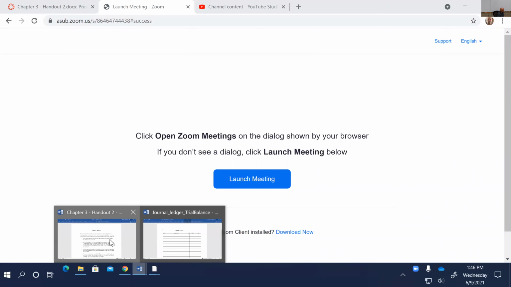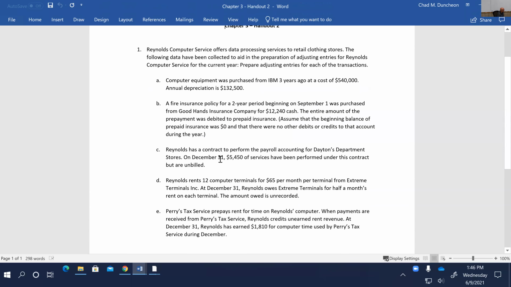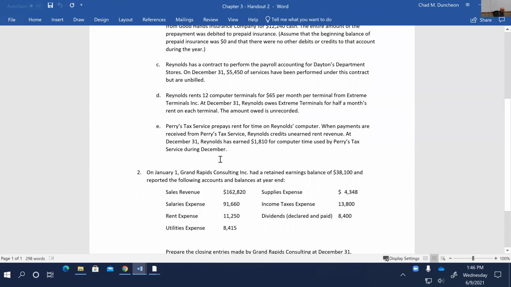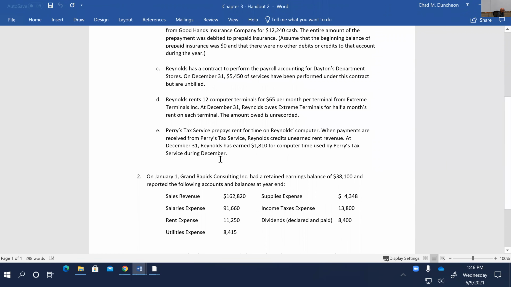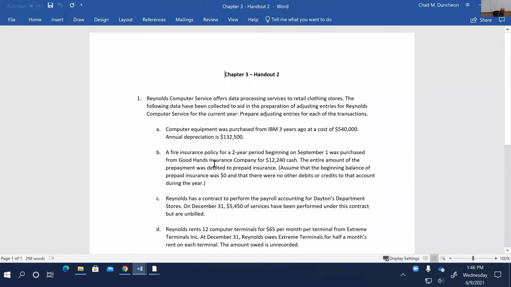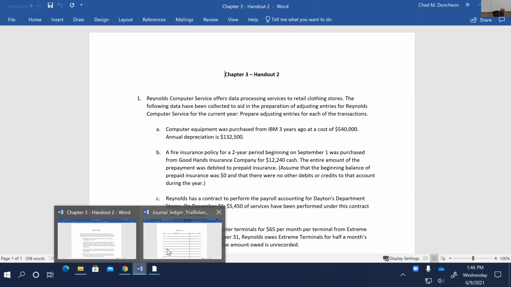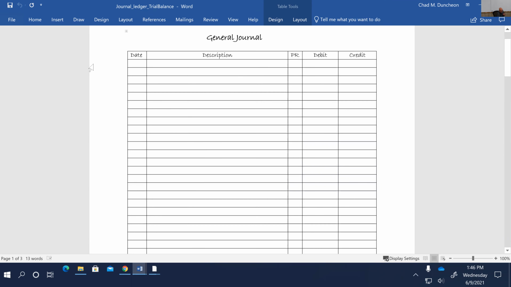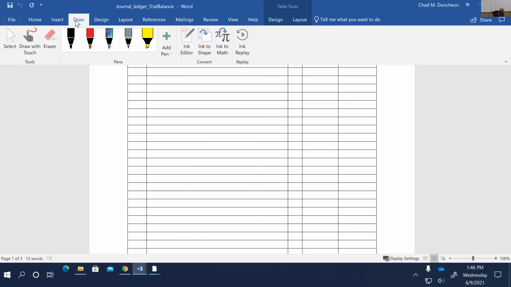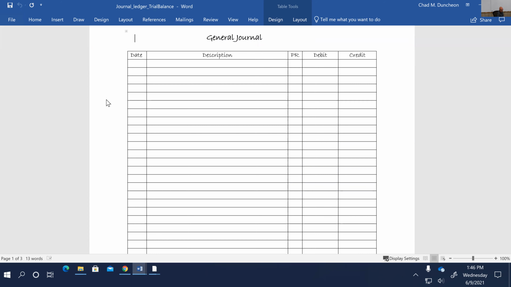For this one, you're going to need the chapter 3 handout 2. We start off here with some more practicing with adjusting entries, then we'll do some closing entries and making a retained earnings statement again, just a review of that. So you're also going to need your journal and your trial balance, which I'm going to leave pulled up here. So you have to read off your sheet. Hopefully you're already in here. Hopefully you've already tried this out. Try to get these, and I'll walk through them with you.